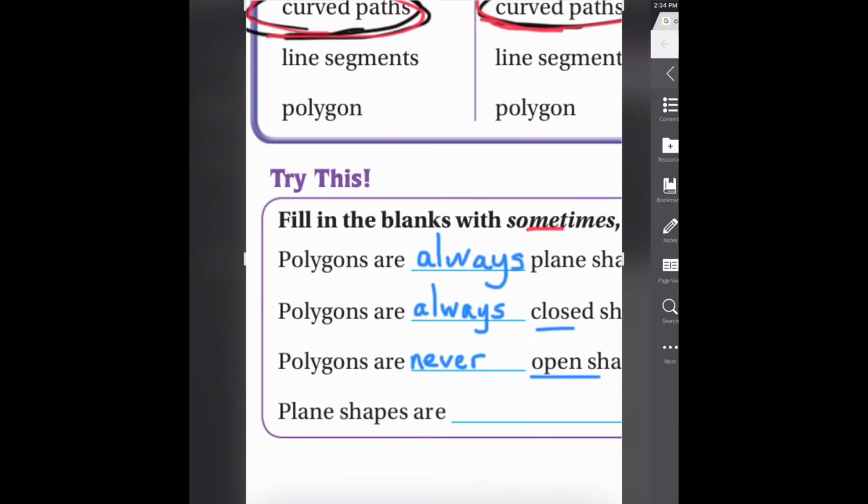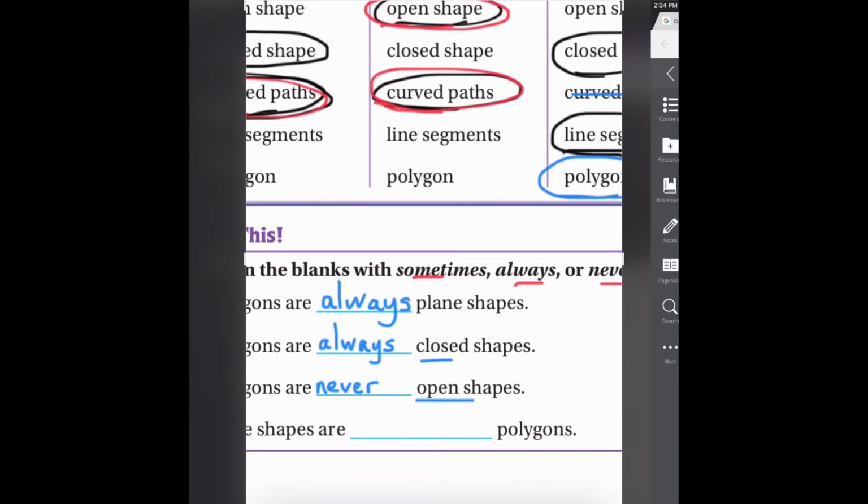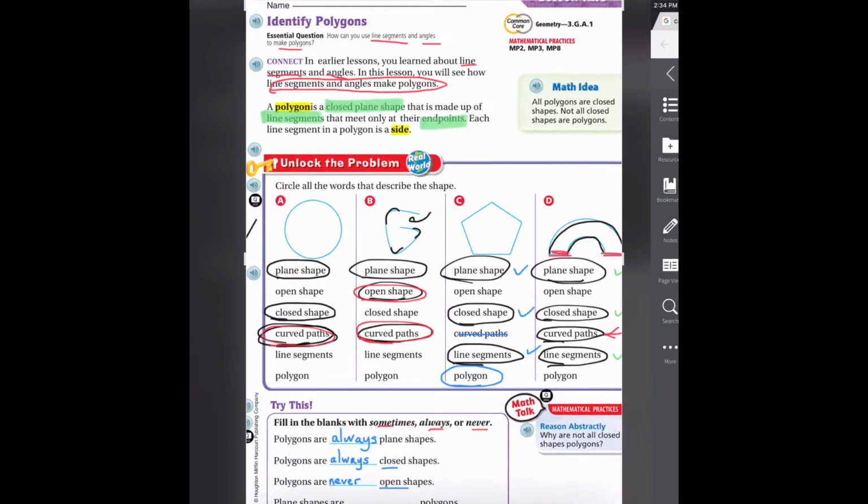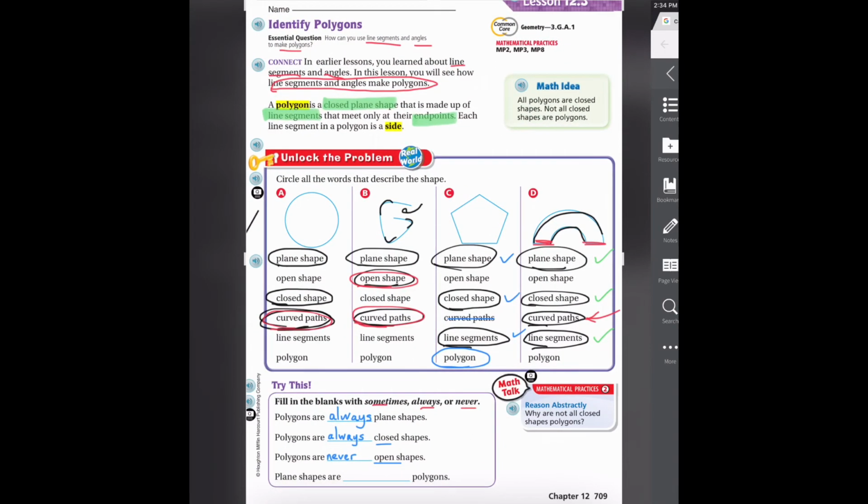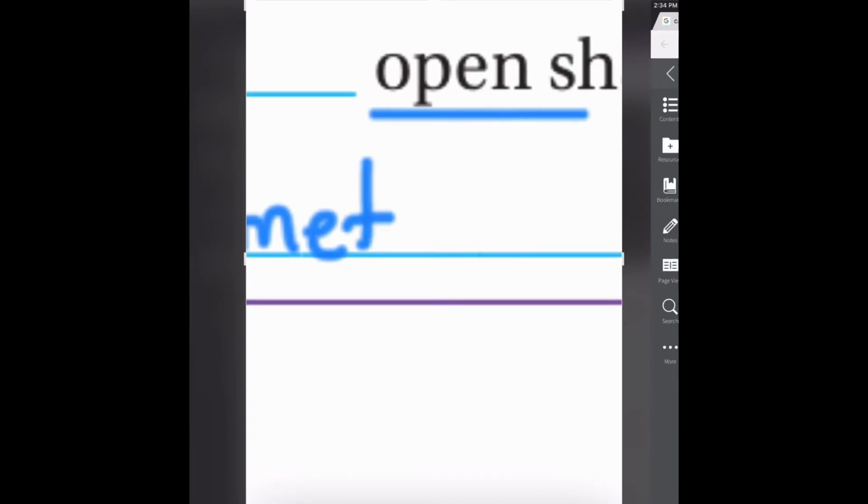And finally, plane shapes are blank polygons. Well, if we look here, all four of these guys right here, all four of them are plane shapes, but only one of them's a polygon. So, plane shapes are sometimes polygons. Just sometimes, not always.